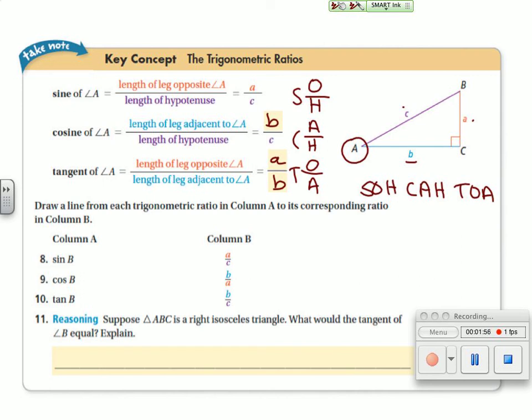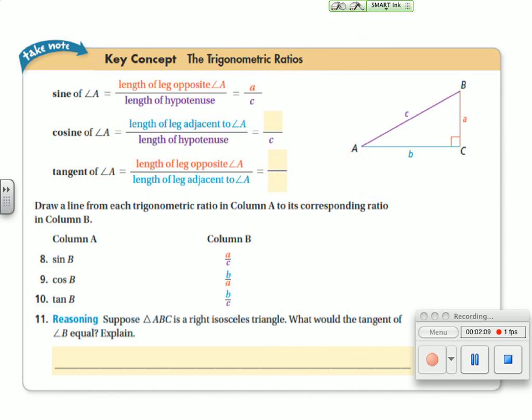So we're going to draw a line from each trigonometric ratio in column A to its corresponding ratio in column B. The sine of B, so let me erase the board here. Hope you got all that. The sine of B, here's B, is going to be the opposite, which is B, over the hypotenuse. So B over C. The cosine of B is going to be the adjacent, A, over the hypotenuse, C. And that leaves our last choice, the tangent of B.